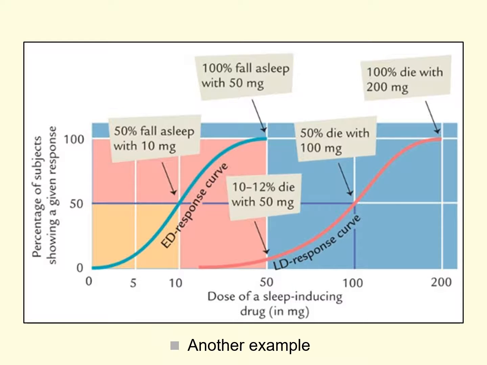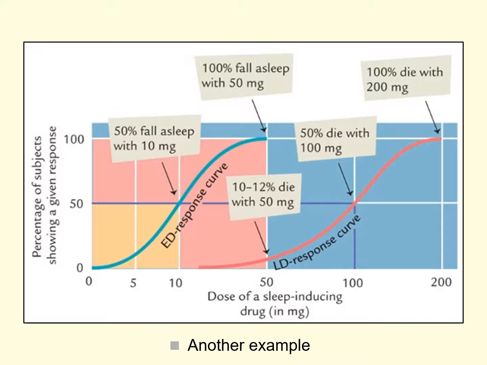I'm sorry, I jumped ahead of myself. Well, I'll say it right now. An interesting idea to think about is the relative margin of safety. That is, how near or how far those two curves are from each other. I'll talk about that in just a second, but here's just another example.